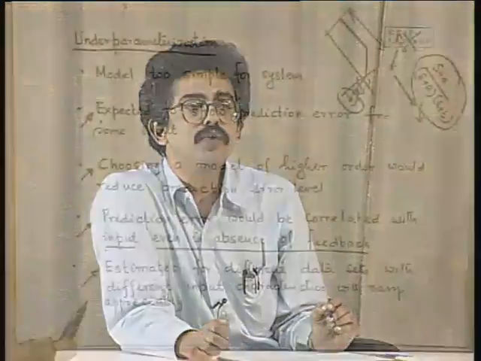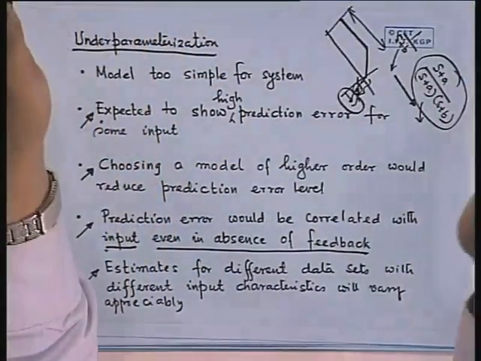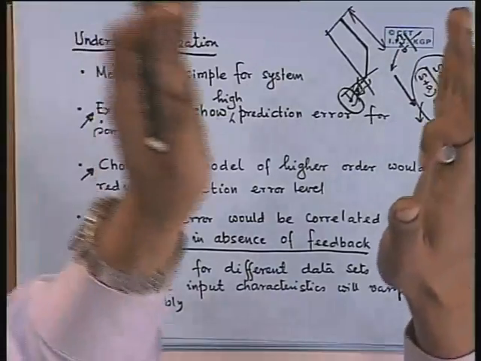And the last thing that will happen is that if you use different data sets, for example, one data set which contains frequencies from 0 to 10 hertz, you will get one model. If you take, say, 5 to 20 hertz, you will get a totally different model. The parameters will vary too much depending on the input properties. For example, if you have a nonlinear system, then you can linearize it around operating points. Operating points depend on the amplitude of inputs typically.